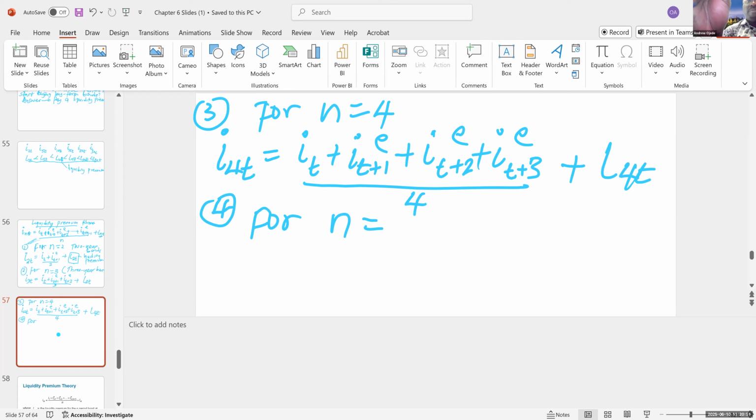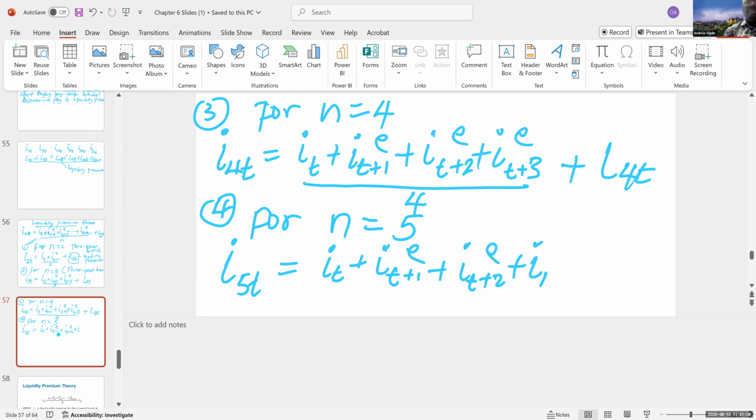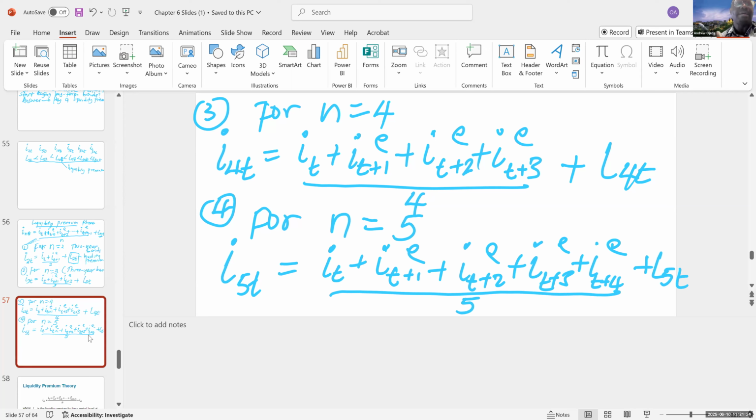Then for N equals 5, the interest rate on a 5-year bond based on the liquidity premium is just going to be the average of these short-term 1-year bond rates for 5 periods. So IT plus IT plus 1 expected, T plus 2 expected, T plus 3 expected, T plus 4 expected, divide by 5. Then you're going to add the liquidity premium for holding a 5-year bond. So let's do an example. The example is going to clear this thing up.